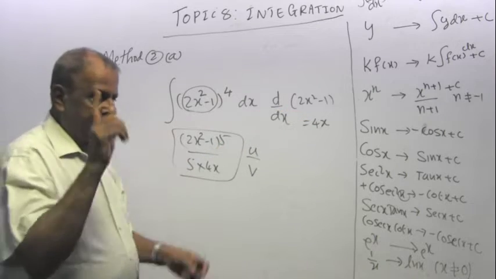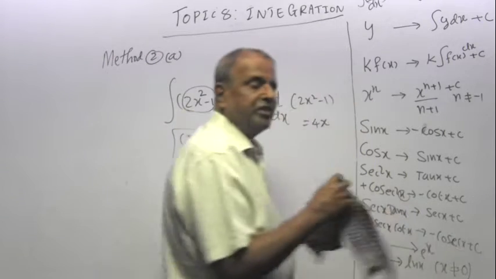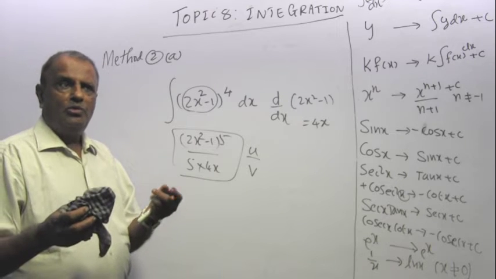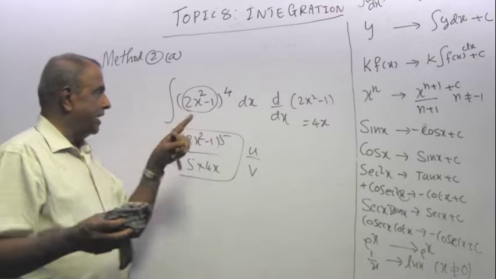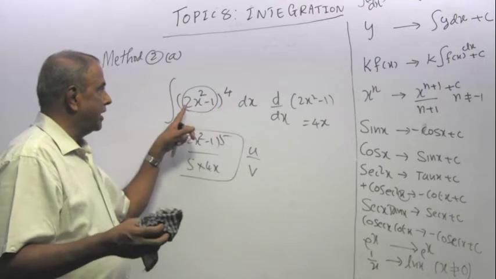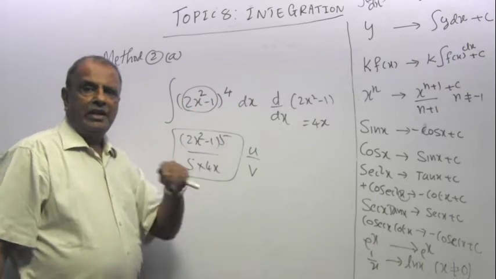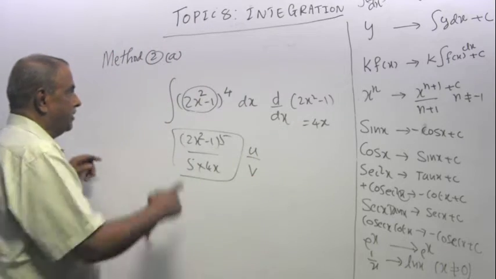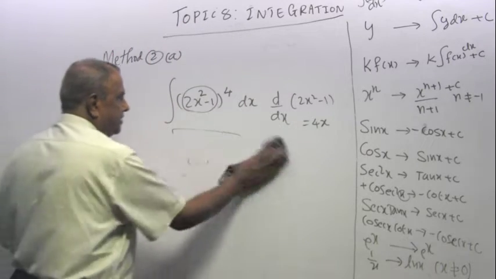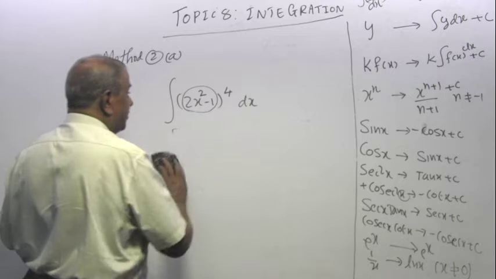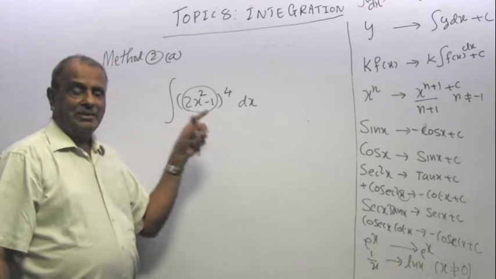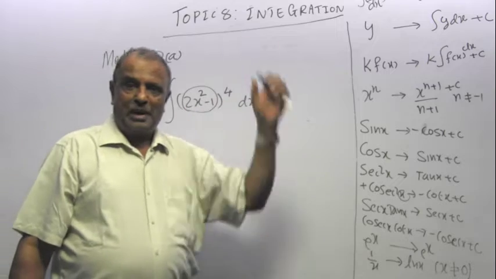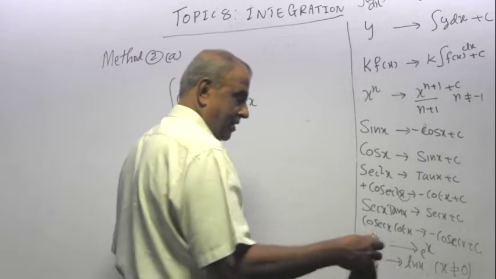So that's the reason why in the first method I always insisted you need to confirm that the extra function, even though it resembles a formula, gives you a constant on differentiation. If this was only 2x minus 1, I could have done it. To be honest, this question can be integrated provided you expand 2x squared minus 1 power 4.